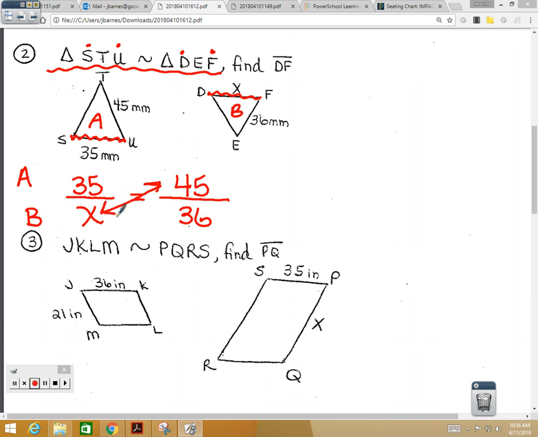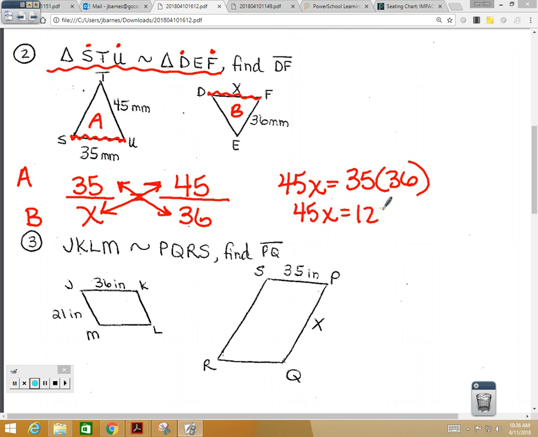I like choosing whatever my variable is with first as my first product. So 45x equals 35 times 36. That is 1260, correct? And then 1260 divided by 45 is 28. So the missing side over here is 28.